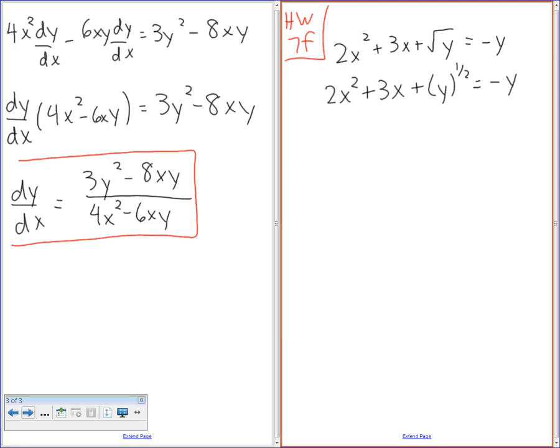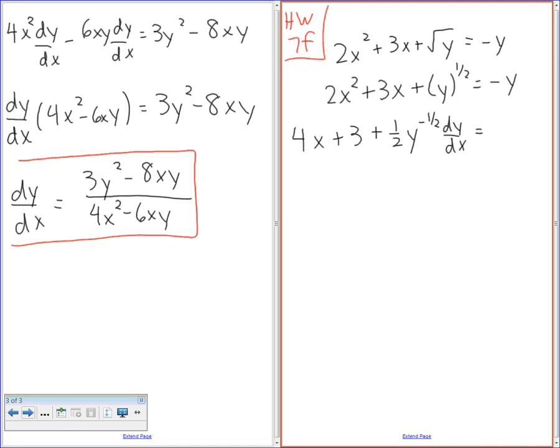Can I get someone who's tremendously brave? Take a derivative of the entire left side with respect to x, please. Michael, go. So 4x plus 3 plus half y to the negative 1/2 dy over dx. Good.